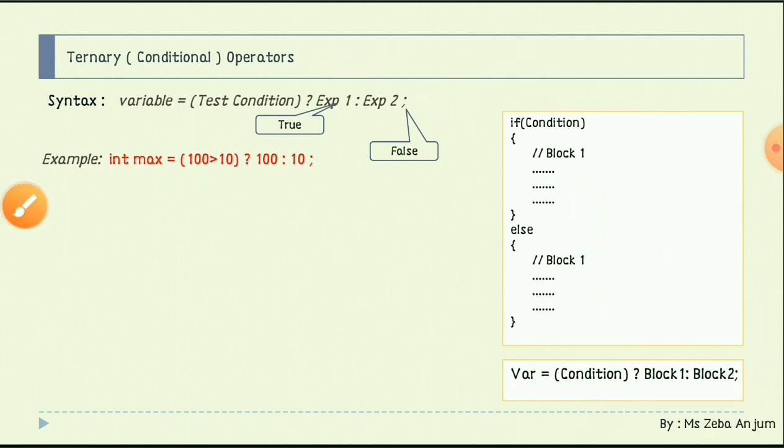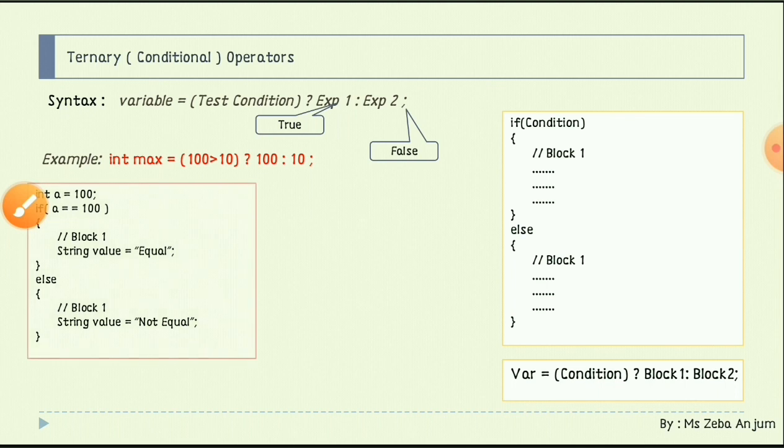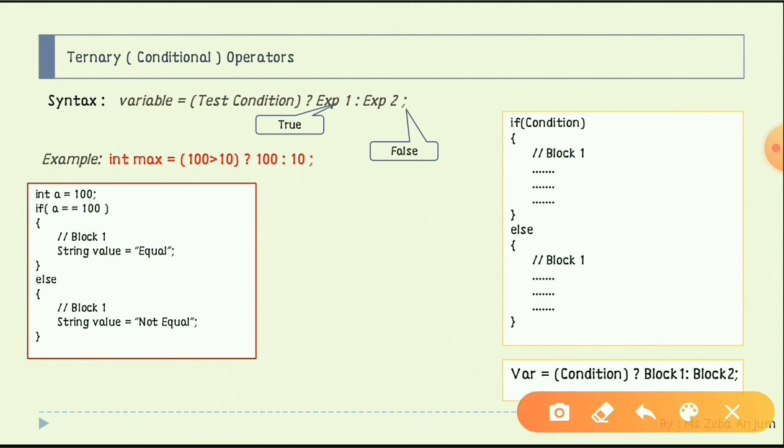Now let us see one example. We have this kind of example, and we have to write an appropriate ternary operator for the same. Please try to write on your own. See, we have this as a condition, so this a equal to 100 will go for the test condition. For the string values, we have the values equal and not equal, and the variable is value.